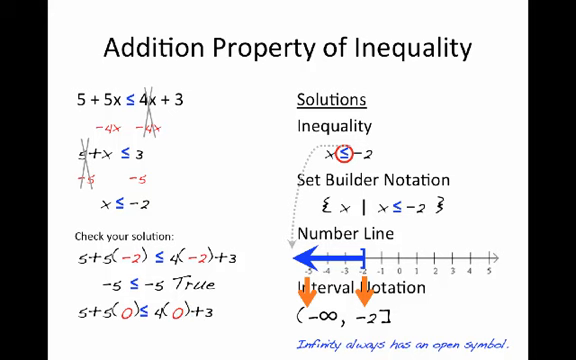What if we pick a value that's not shaded on our number line? Let's pick 0. 5 times 0 is 0, and 4 times 0 is 0, so that leaves us with 5 is less than or equal to 3. That's not true. 5 is greater than 3, so that's a false statement, and we had picked a number that wasn't from the shaded region on the number line. We could also check -5 or another value that's shaded on the number line, and we'll end up with a true statement. You might want to try that yourself.